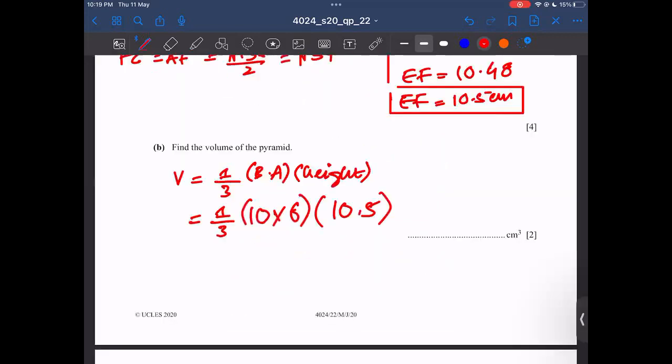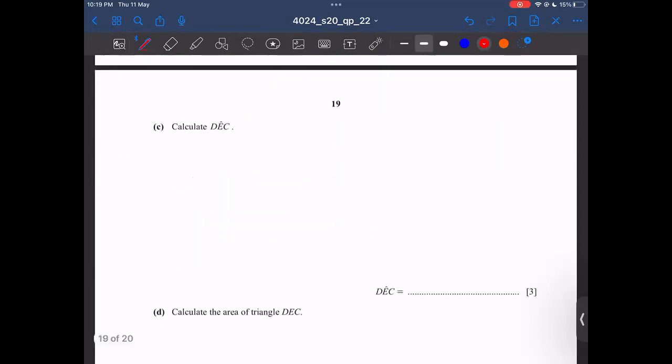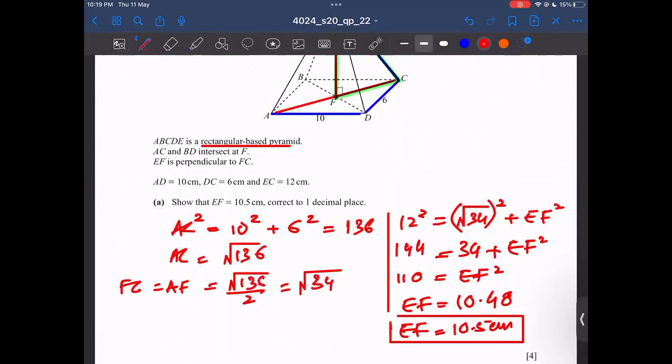1/3 into 60 into 10.5. We got the value 210 centimeter cube. All right, so we got the exact volume, 210. Then it says calculate the value of DEC. What is DEC?